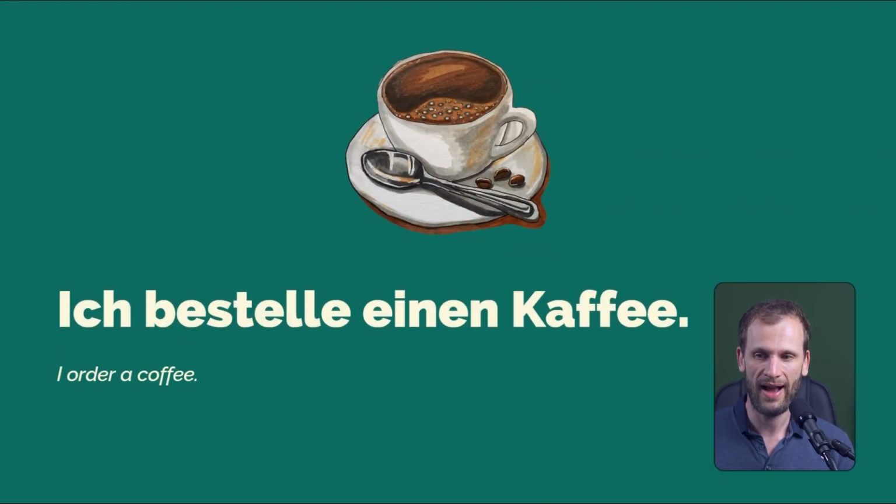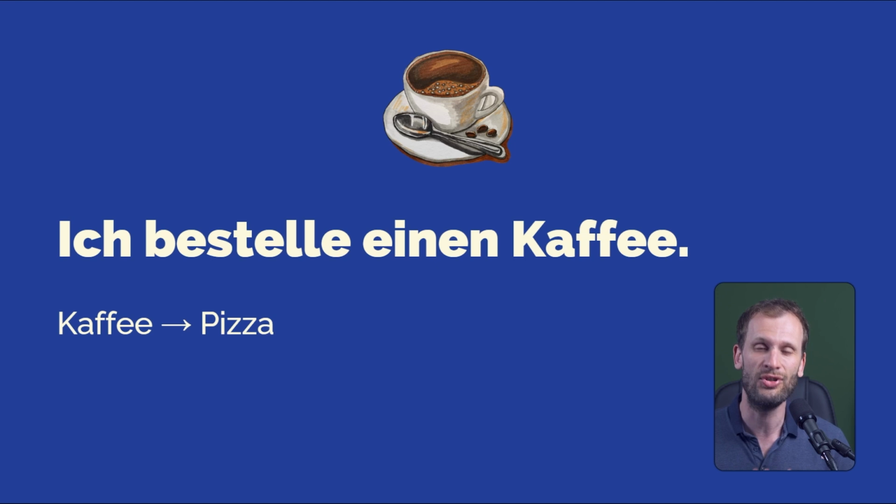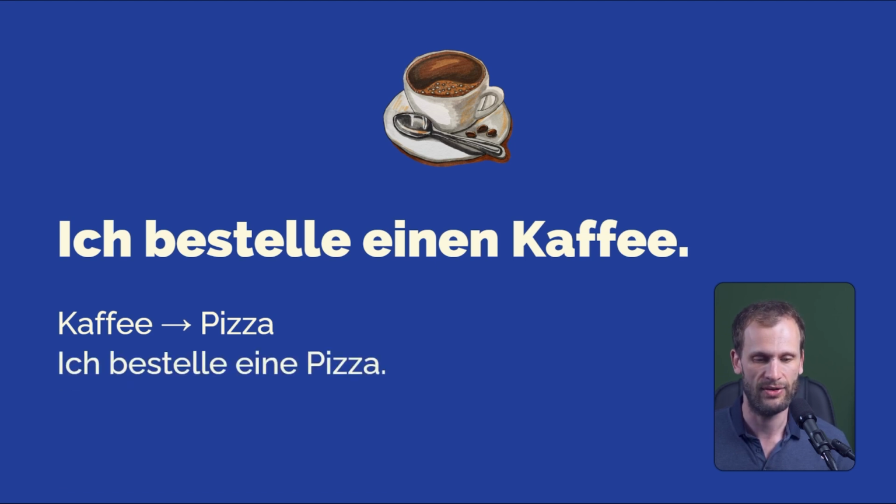Next sentence. Ich bestelle einen Kaffee. I order a coffee, or I will order a coffee, something like that. In this case, I want you to change from the noun Kaffee to the noun Pizza. And when changing nouns, it's kind of important to know the gender of the noun, which can be a pain in the neck, I know, of course. It's die Pizza. It's a feminine noun. So it's ich bestelle eine Pizza.